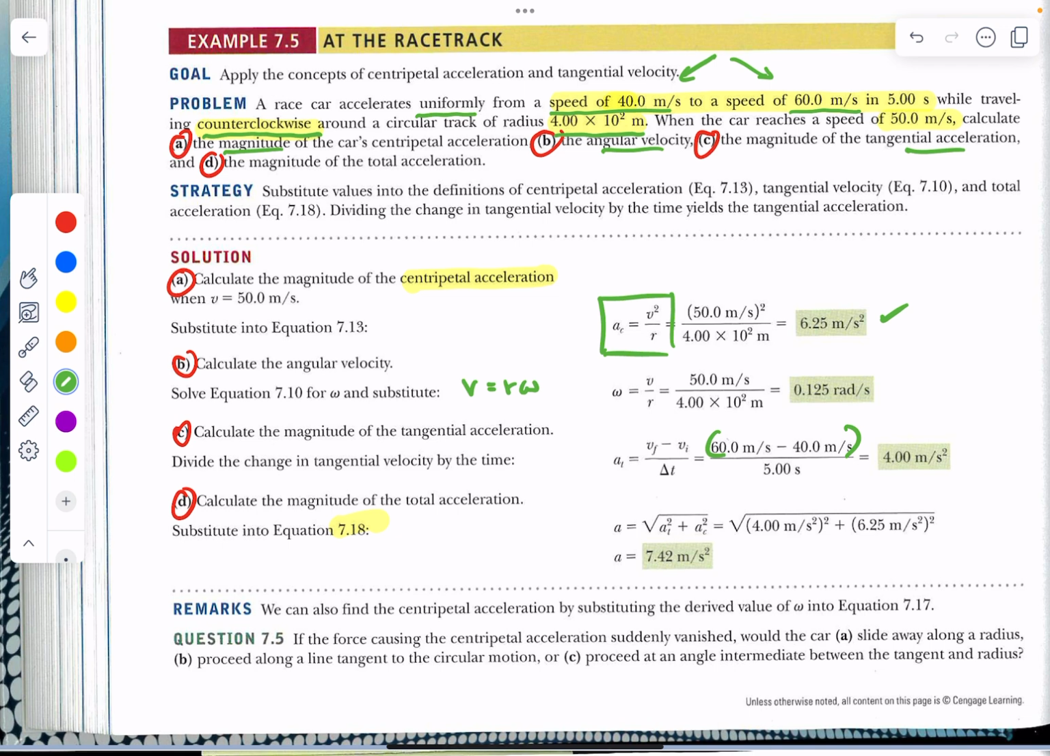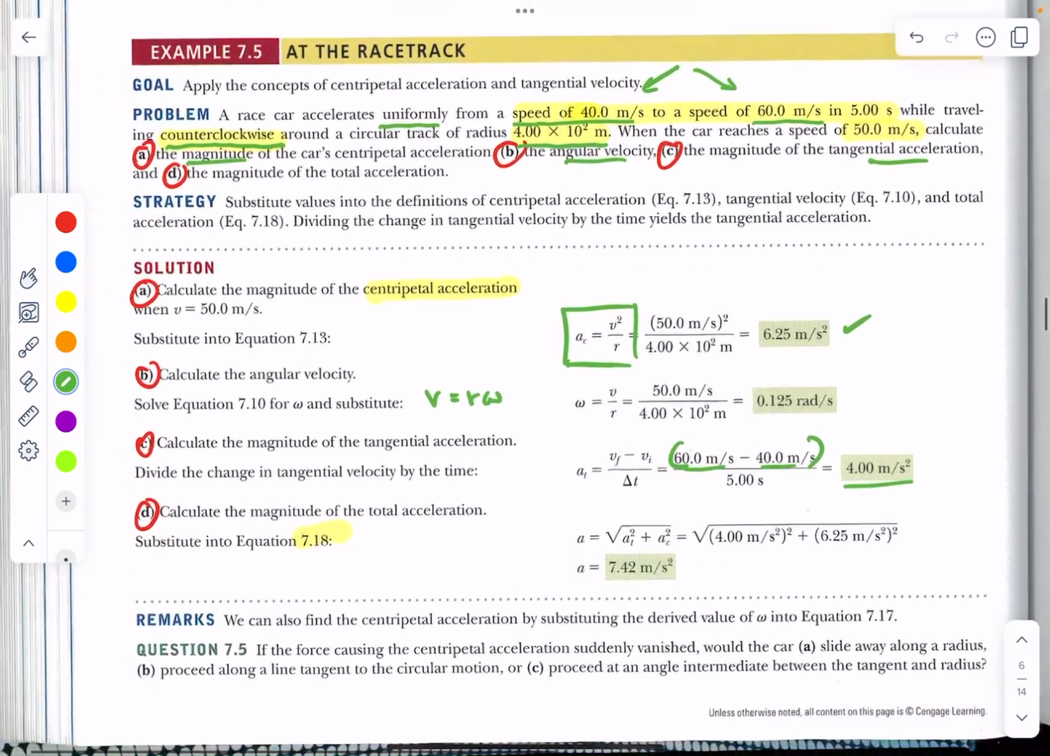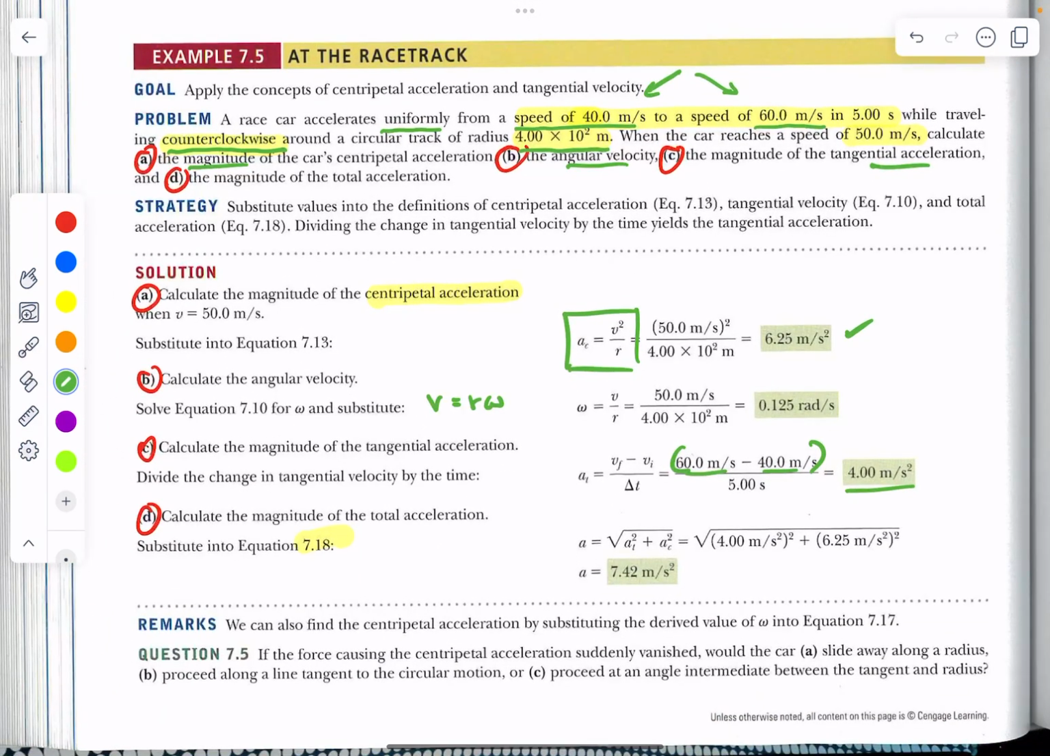And it took 5 seconds to go from this speed to this speed. And so we see that its acceleration is 4 meters per second squared. That would be the tangential acceleration at that point. And then finally calculate the magnitude of the total acceleration at that point. And the total acceleration would be using the Pythagorean theorem. And we just did this, you recall, on the previous section. And we're going to solve it for A, and we get 7.42 meters per second squared.